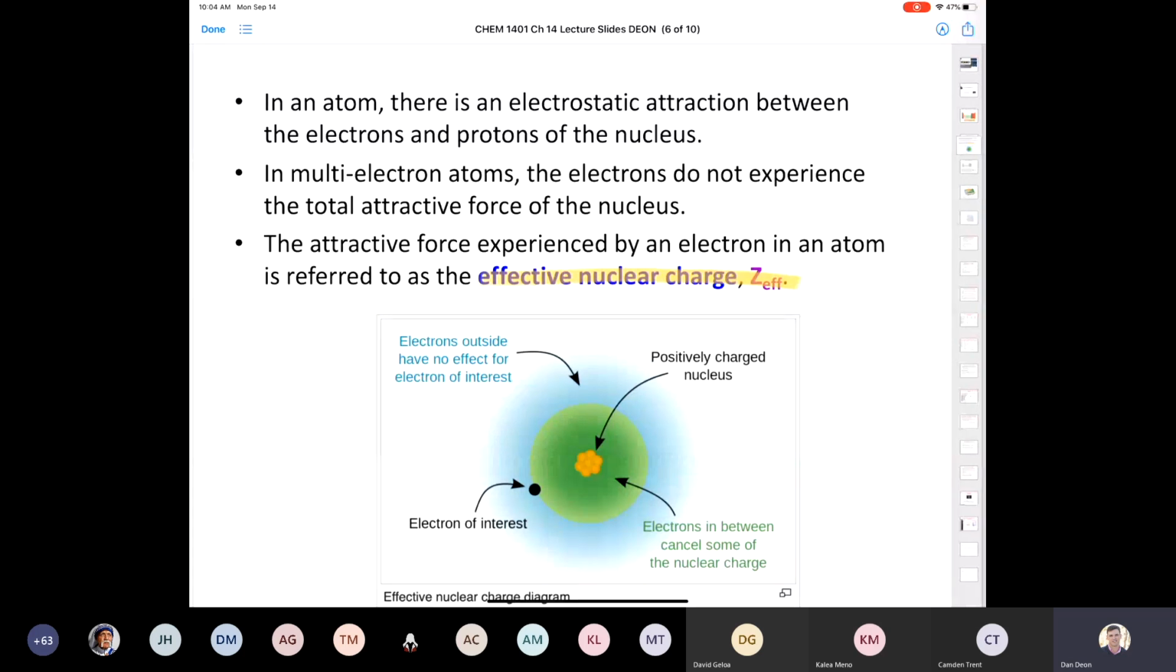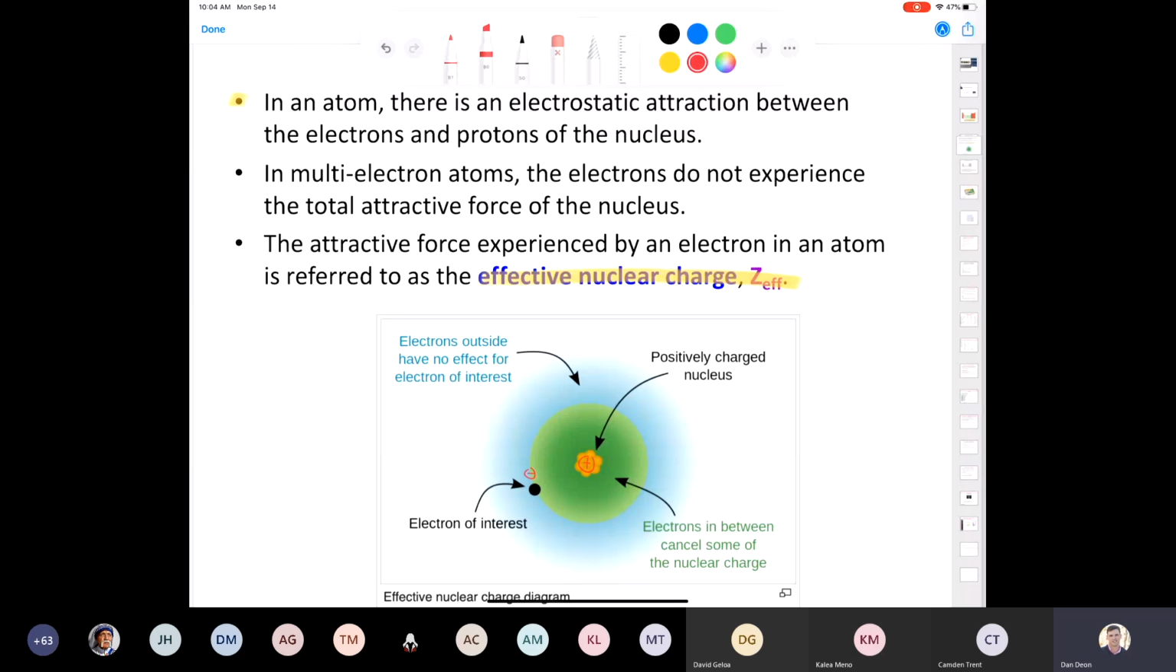It says, in an atom, there's an electrostatic attraction between the electrons and the protons of the nucleus. Think about it, that makes sense. The protons in the nucleus have a positive charge, and electrons have a negative charge, so they should be attracted to each other.